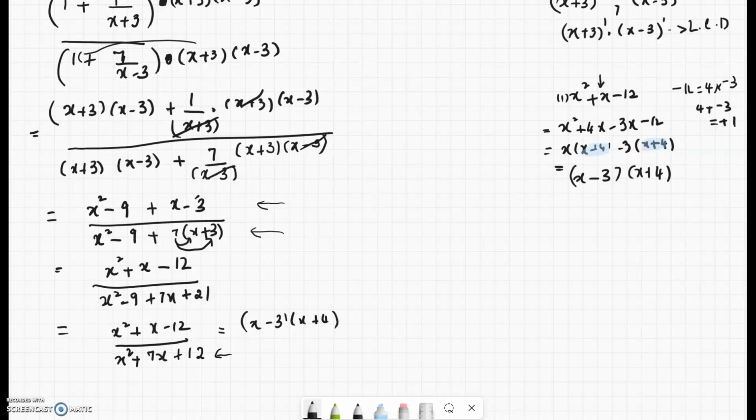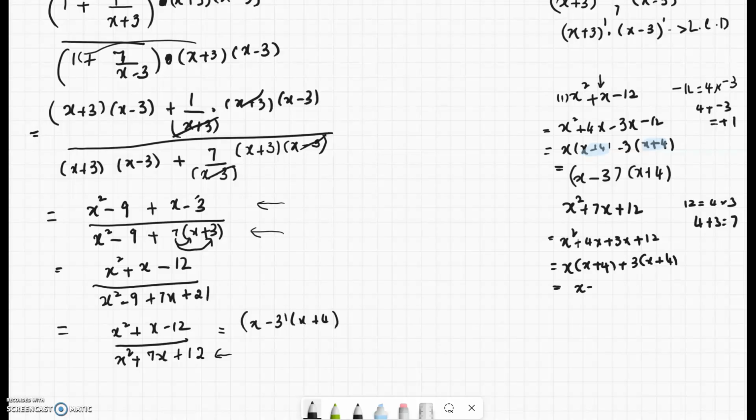and the denominator is x squared plus 7x plus 12. 12 times 1 is 12, 4 times 3 is 12, and 4 plus 3 is 7, so that works. So this is equal to x squared plus 4x plus 3x plus 12, and this is equal to x times x plus 4 plus 3 times x plus 4.